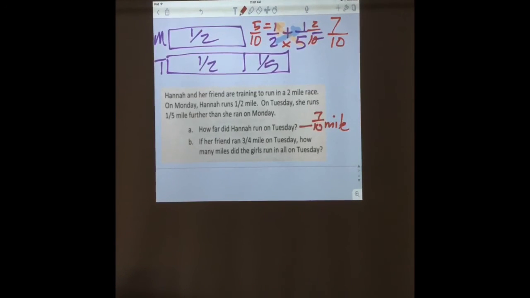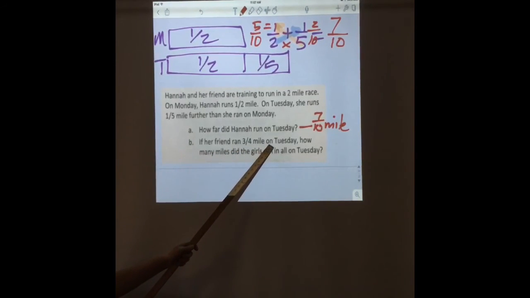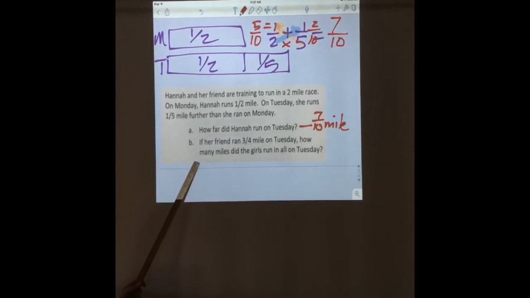Oh, but what is our next part? If her friend ran 3/4 of a mile on Tuesday, how many miles did the girls run for Tuesday? Okay, Hannah ran how much of a mile on Tuesday? 7/10. So now below, we're going to put 7/10, right? And we're going to add what to it? Because it's asking us to add her friend's mileage on Tuesday. So what did her friend run? 3/4 of a mile.